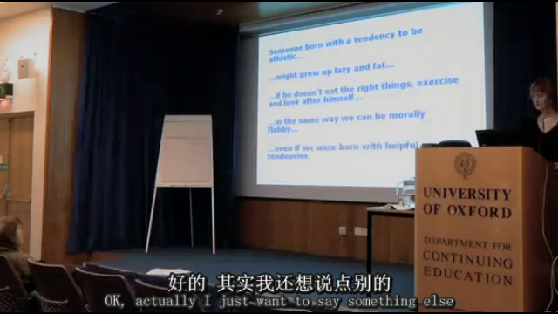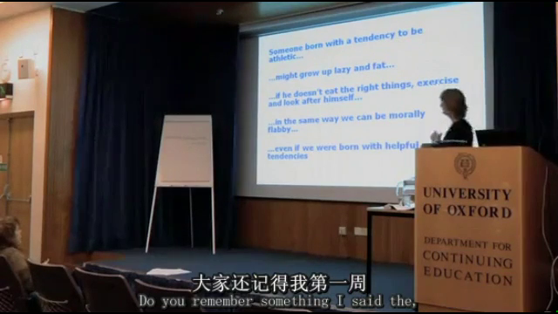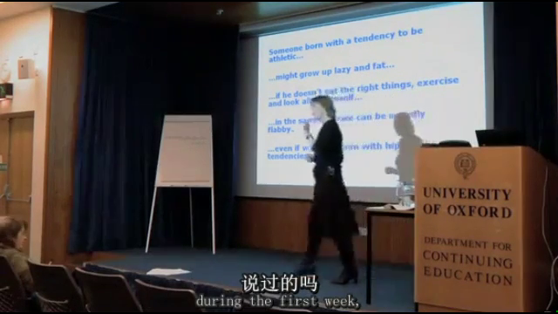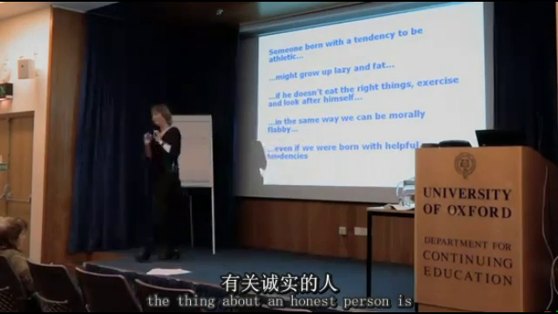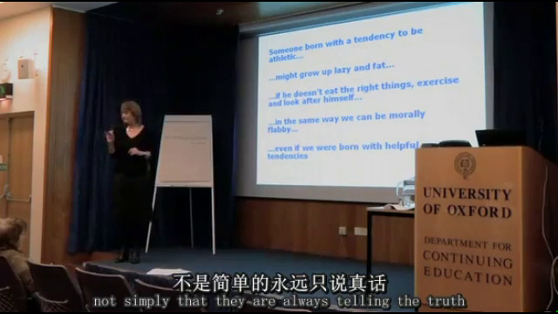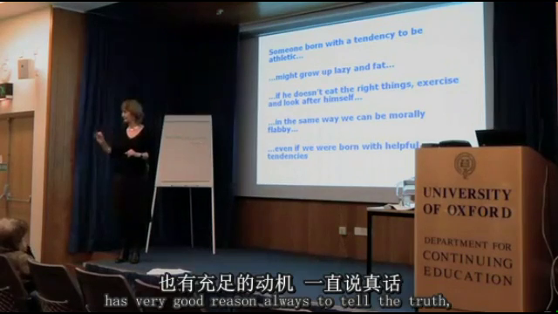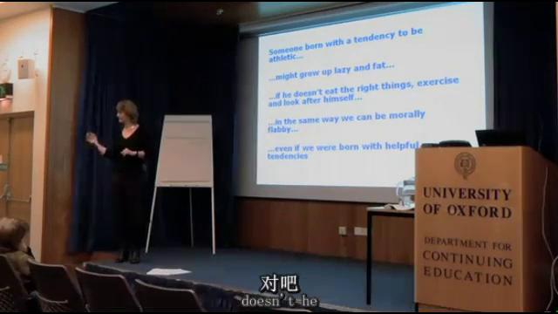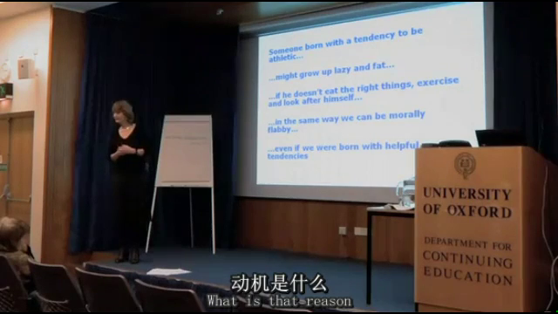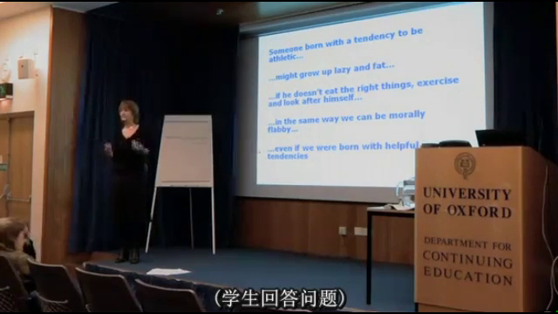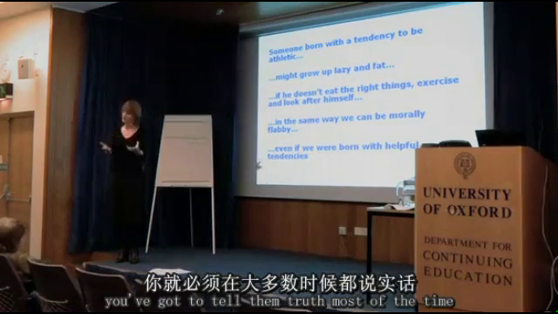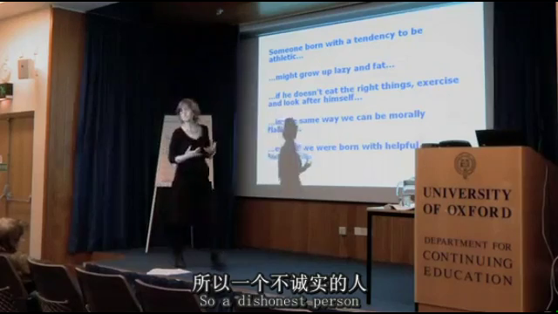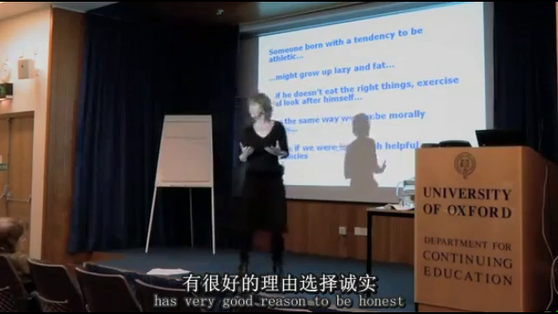Okay. Actually, I just want to say something else. Do you remember something I said during the first week? The thing about an honest person is not simply that they're always telling the truth. Because a dishonest person has very good reason always to tell the truth, doesn't he? What is that reason? Because you can't lie to somebody unless they trust you. And to get them to trust you, you've got to tell them the truth most of the time. So a dishonest person has very good reason to be honest.